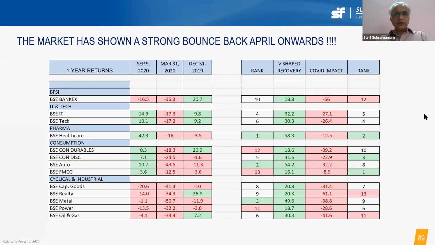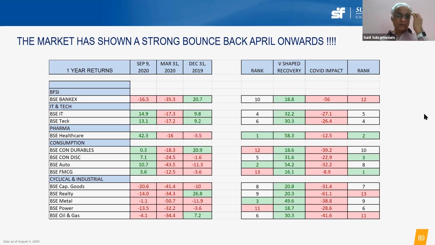Let's focus on the middle two columns, where we're talking about the V-shaped recovery. There are 13 sectors in all. I have highlighted the best recoveries as 1, 2, and 3 in green, and the worst recoveries as 11, 12, and 13. You'll notice I'm using the word worst recovery because every sector has shown a recovery of some sort. The V-shaped recovery, all in green, tells you that every sector either has become less negative from the March levels or has actually turned positive.